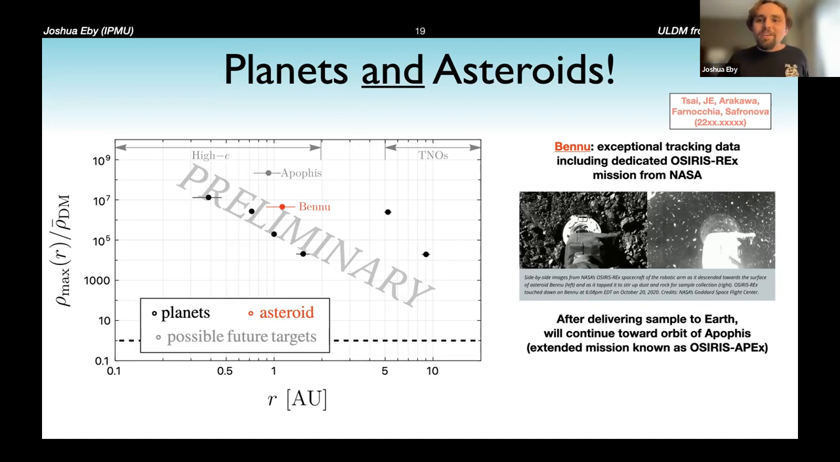There's a lot I could say about the Bennu asteroid and this OSIRIS-REx mission from NASA, which is just super cool. But I encourage you to Google it, because it is a fantastic example of what humanity can do, taking dust from an asteroid and depositing it in a capsule in the ocean and then flying by another asteroid and so on. Super cool stuff. And it can constrain dark matter in our solar system.